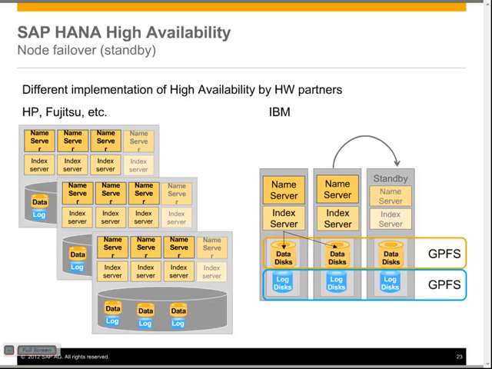Now, for standby node failure, we have different implementations per hardware partners. The General Parallel File System, GPFS, for example, is a shared disk clustered file system developed by IBM. You can see on the right-hand side here. We have other implementations by other hardware partners too.